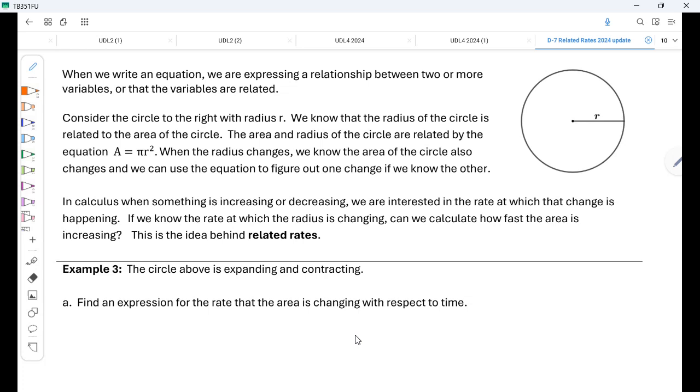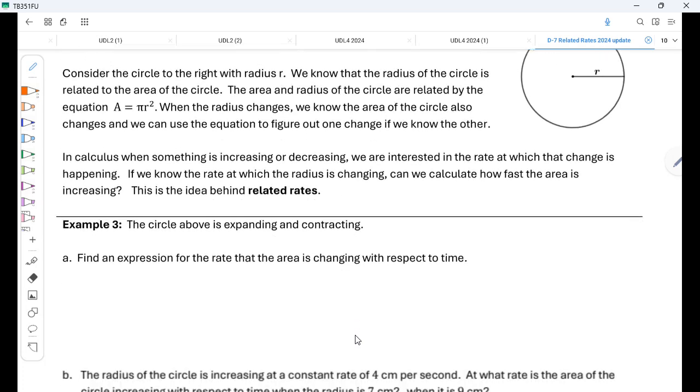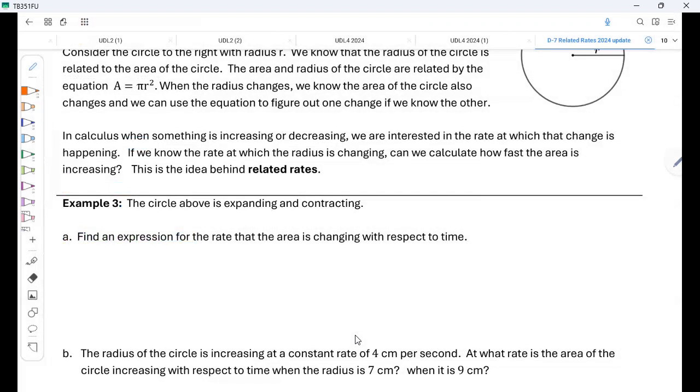So example 3 says, we have a circle and it is expanding and contracting. So this isn't just a circle on the paper. This is a circle that is moving, that is getting bigger, that is getting smaller. So we want to know about those rates. How many inches, centimeters, whatever, is that radius increasing each second? How many square centimeters is that area increasing or decreasing each second? So the way that we do that is we do what letter A says, find an expression for the rate that the area is changing with respect to time. That's just a related rates problem without x's and y's.